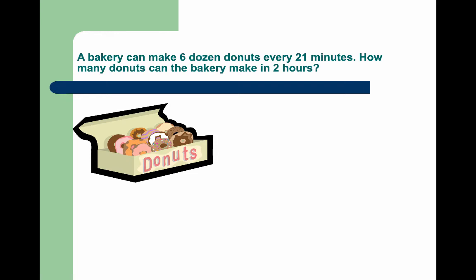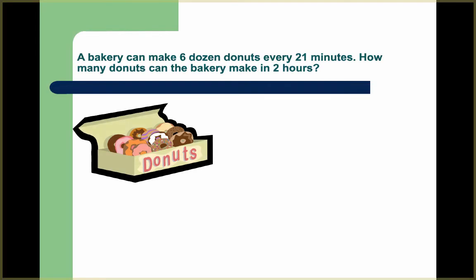Here's our word problem of the day. It says a bakery can make 6 dozen donuts every 21 minutes. How many donuts can the bakery make in 2 hours? A couple things to be careful with in this problem. One, it says it makes 6 dozen donuts every 21 minutes, and then it says how many donuts. It doesn't ask how many dozen donuts, how many donuts. So we need to change the 6 dozen donuts to straight donuts. There are 12 donuts in a dozen, so we have to take 6 times 12. So they're making 72 donuts every 21 minutes.